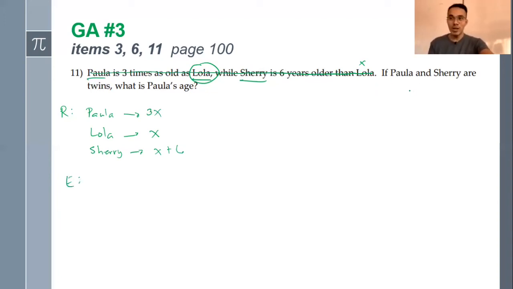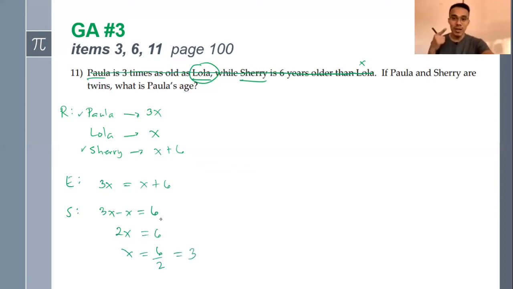Paula and Sherry are twins. Anong ibig sabihin yan? Si Daniela at saka si Veronica are twins. It means they have the same age. Tama ba? Tama po. So Paula and Sherry should have the same age because they are twins. Ibig sabihin, 3x is the same as x plus 6. This is our equation. Solution, 3x minus x equals 6. 2x equals 6. X equals 6 over 2. This is equal to 3.